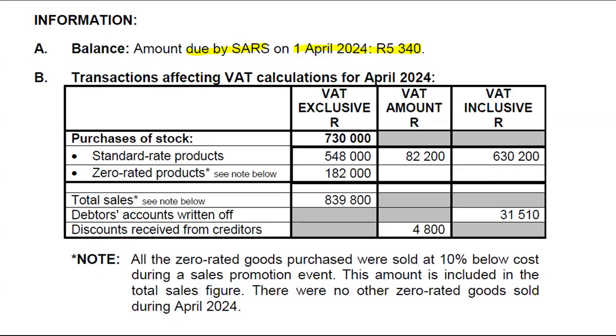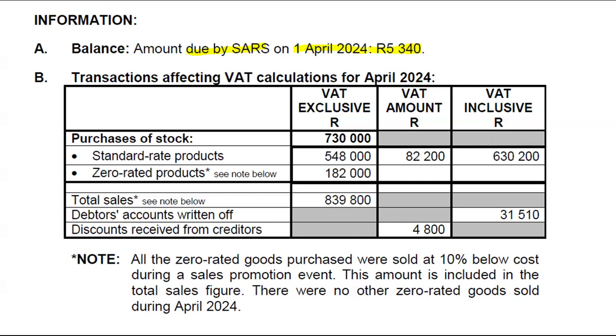The only thing we have is purchases, which is that 182,000. Since the cost price of those goods was 182,000 and we sold them at 10% below the cost price, it means we sold them at 90%. Did you get that? So 182,000 goods were sold at 90%. They didn't add the markup.